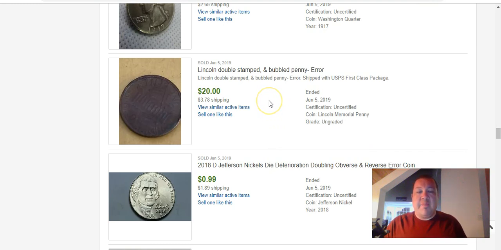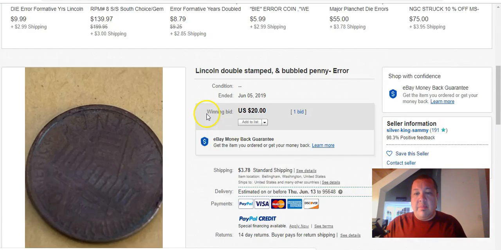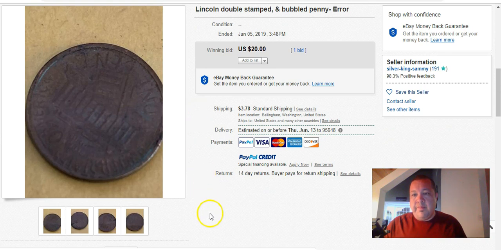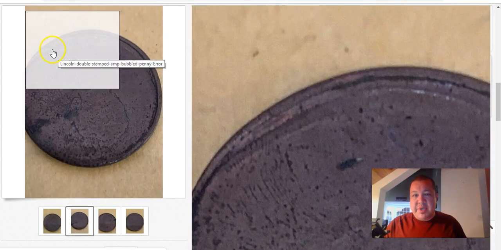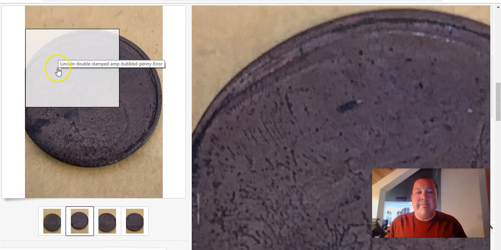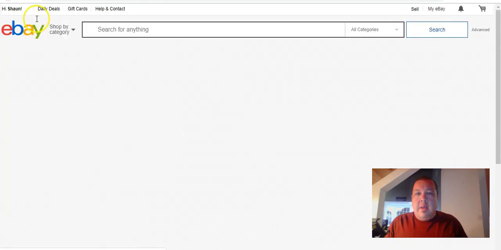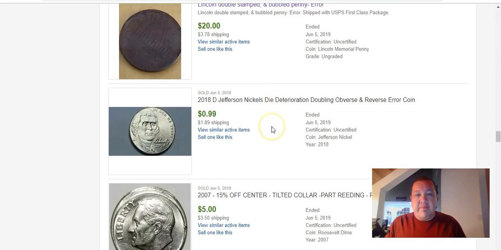This one is interesting right here. A Lincoln double stamped and bubbled penny. First of all, it looks damaged or environmental of sorts, which means it was a dug coin. It's got a lot of porosity. It is a vise job, obviously, because of the damage that you see right here. When it's pressed up against another coin and then they're squeezed together, you actually get the impression of the rim around the coin there. So that one's not very convincing, but someone did pay $24 shipped for the thing.